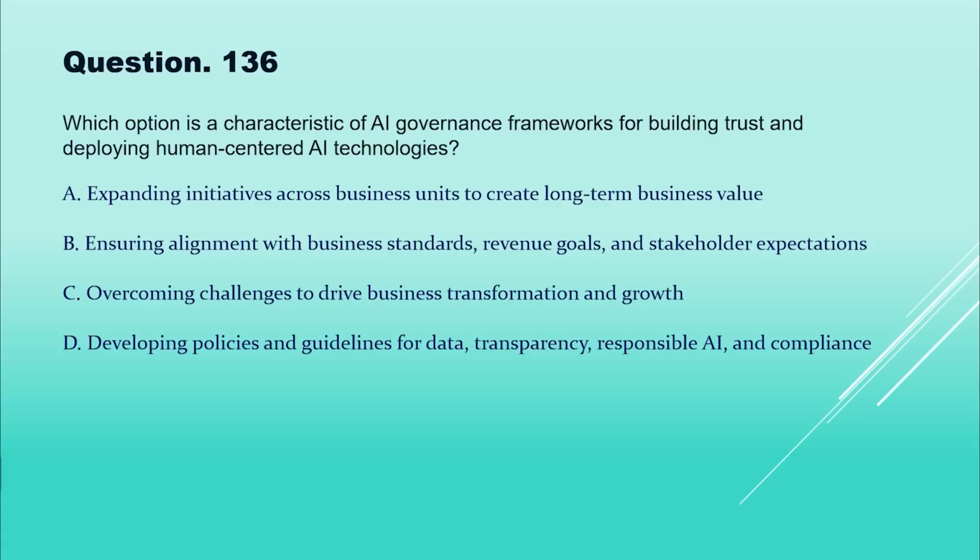So the correct answer here will be option D, developing policies and guidelines for data transparency, responsible AI, and compliance. This is because AI governance frameworks are designed to ensure that AI technologies are developed and deployed in a way that is ethical, transparent, and aligned with societal values. This involves creating policies and guidelines that address key areas such as data usage, transparency in AI decision making, responsible AI practice, and compliance with legal and regulatory standards. So option D is correct here.